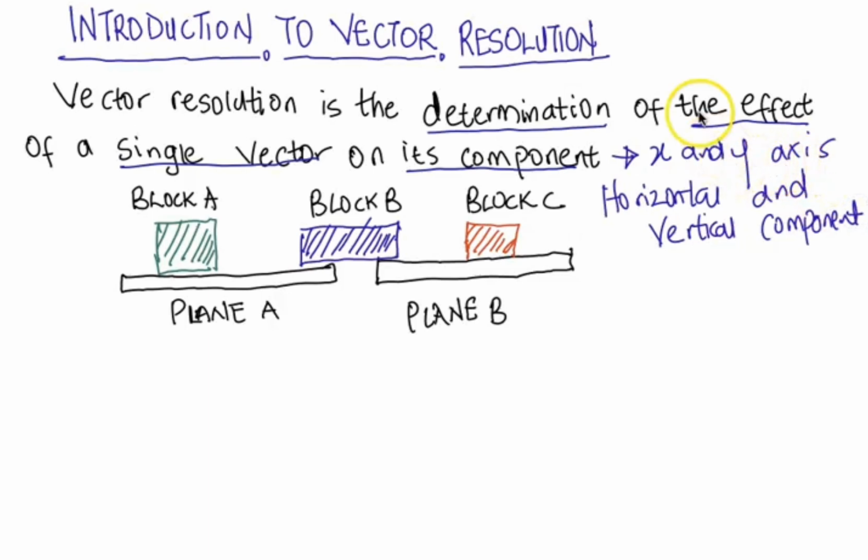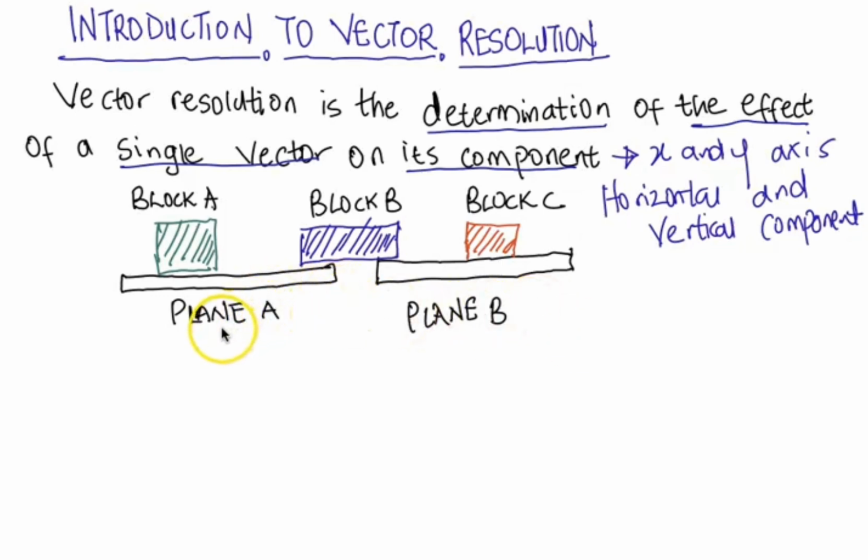So what do we mean? When we have a single vector, this vector can exert its effect only on one particular axis, maybe on the x-axis or on the y-axis, or even on both axes. So what do we mean by that?